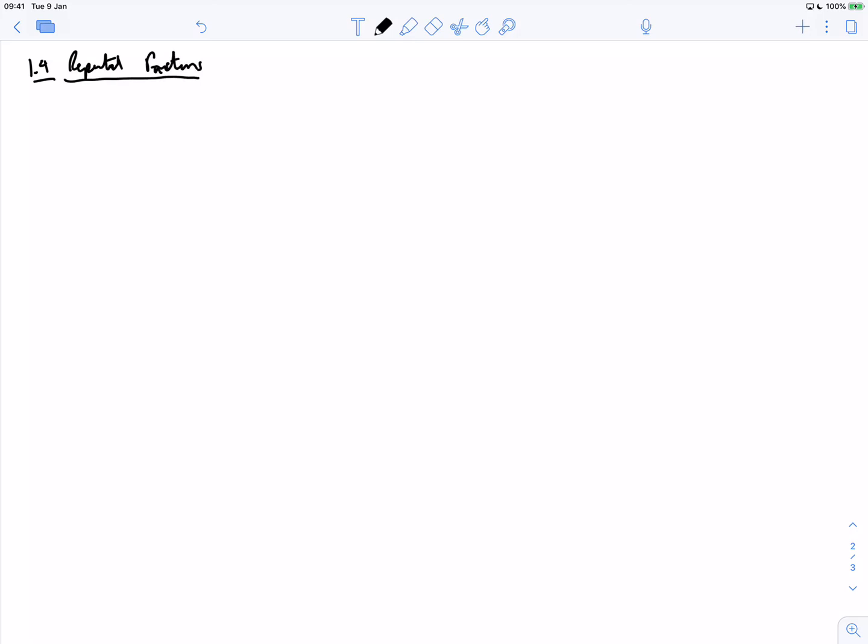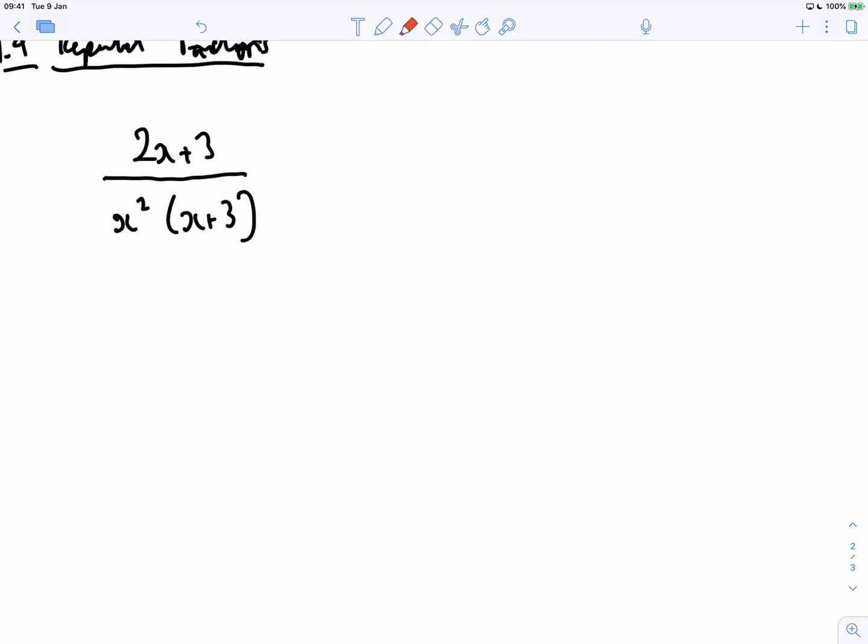Okay, I cannot spell. Okay, so imagine we've got the fraction, let's say 2x plus 3 over x squared times x plus 3. Now here's the deal. This factor x is being repeated twice. So the way to get around that is this will be some constant over x squared plus some constant over x plus some constant over the remaining factor x plus 3.